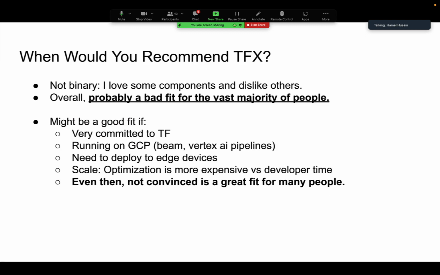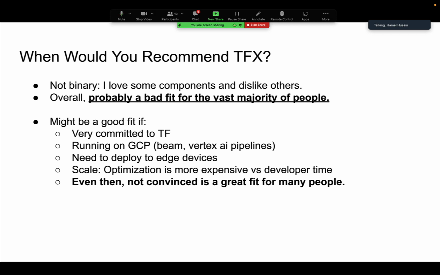So that's great. So you might be wondering, okay, Hamel just gave this talk, when would I recommend TFX? Actually, it's not binary, like I hate it or love it. I actually love some components and dislike others. But I do feel it's a bad fit for a vast majority of people, just based on what I've observed and some of the things I mentioned.